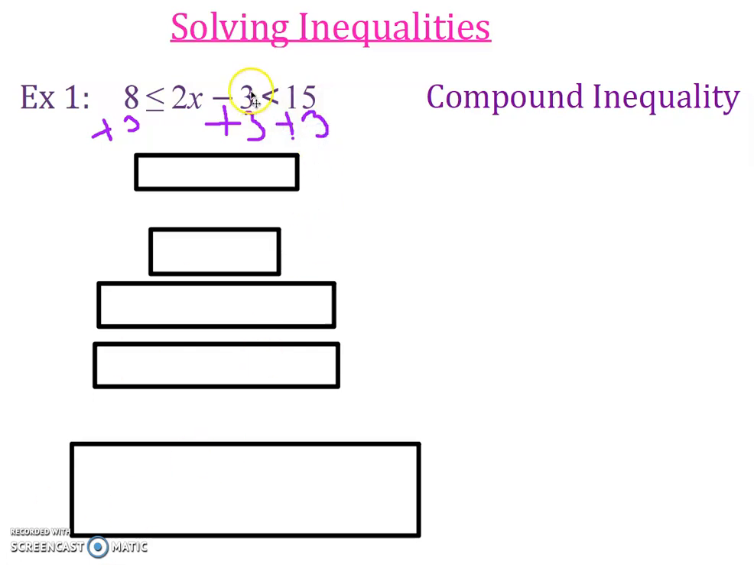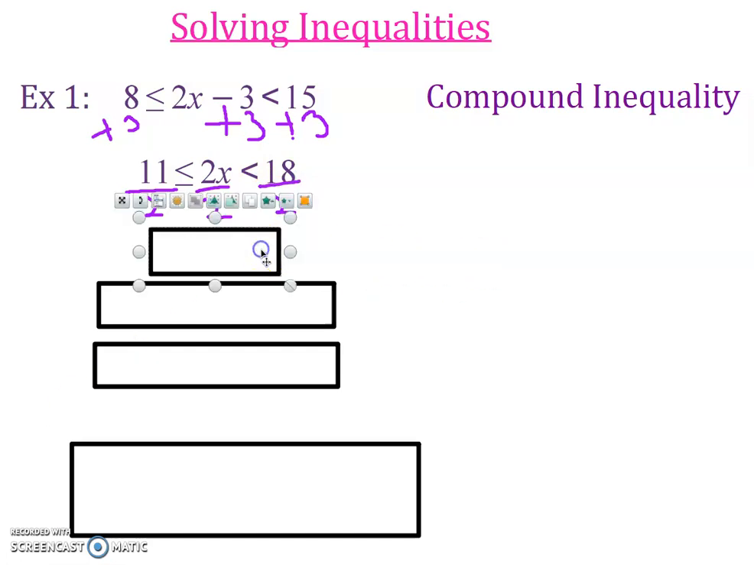When we do that, we end up with 11 is less than or equal to 2x is less than 18. So we need to solve for x. We still need x by itself, so we've got to divide all three sides by the 2 to get rid of 2 times x. When you divide by 2, we end up with 11 halves is less than or equal to x is less than 9. This is actually an answer. This is one way of writing that solution.